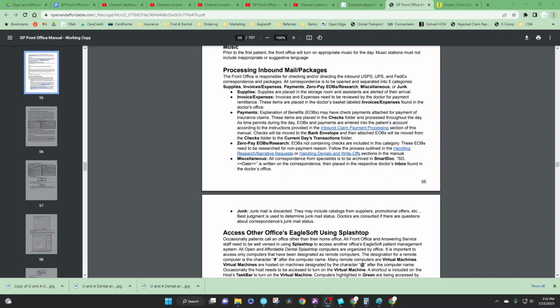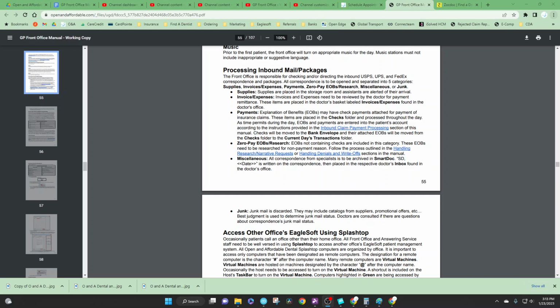But once the mail and packages are received either through the post office, through UPS or FedEx, you need to understand that there are different categories that the inbound correspondence needs to be separated into. And those inbound correspondences are categorized into 5 different categories: supplies, invoices and expenses, payments, zero pay EOBs or research, miscellaneous, and junk.